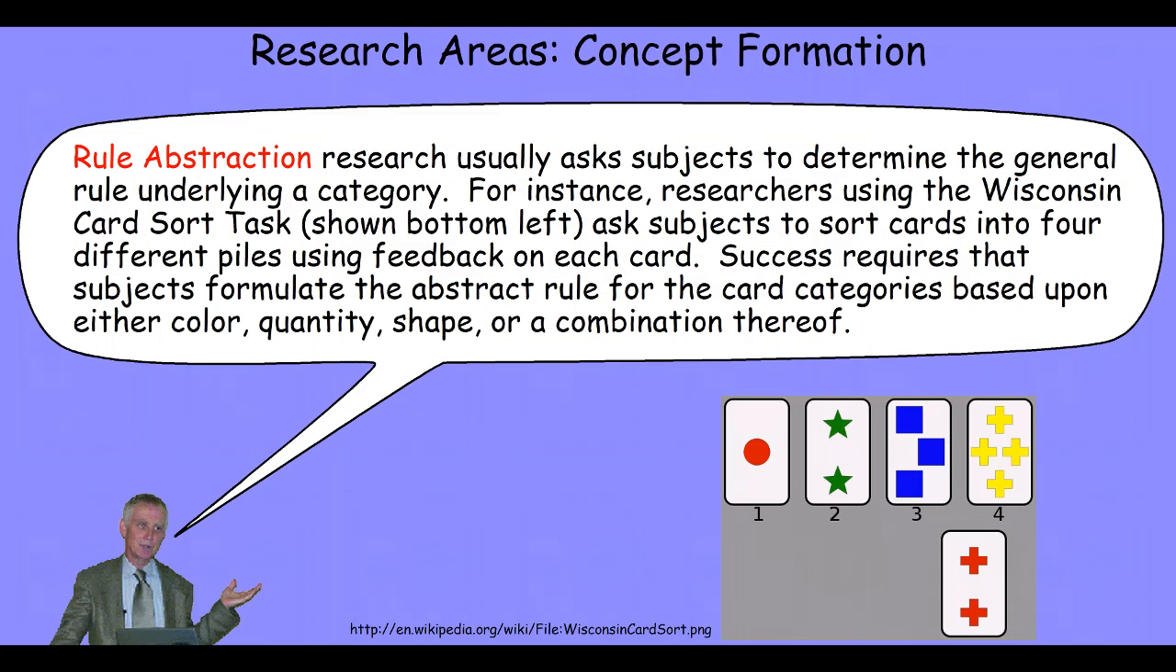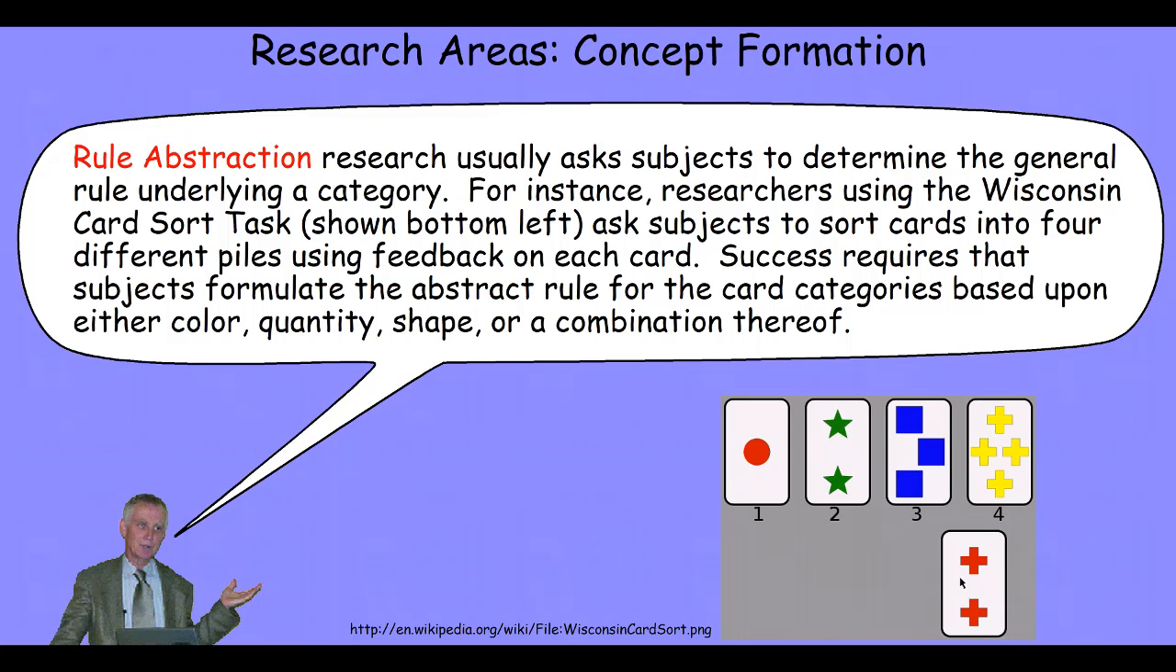Rule abstraction research usually asks subjects to determine the general rule or rules that underlie a category. So for instance, researchers using the Wisconsin card sort task, which is shown down here, ask subjects to sort cards into 4 different piles using feedback on each card. Success at this sorting task requires that subjects formulate the abstract rule or rules for the card categories based upon either color or quantity, shape, or some combination thereof.